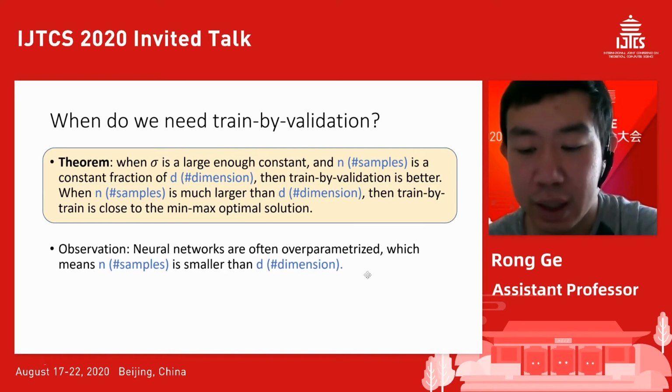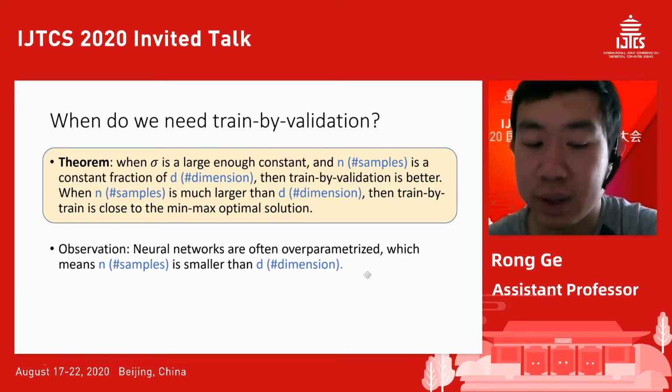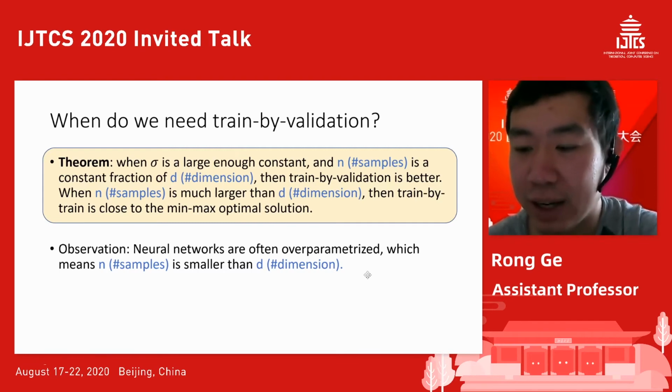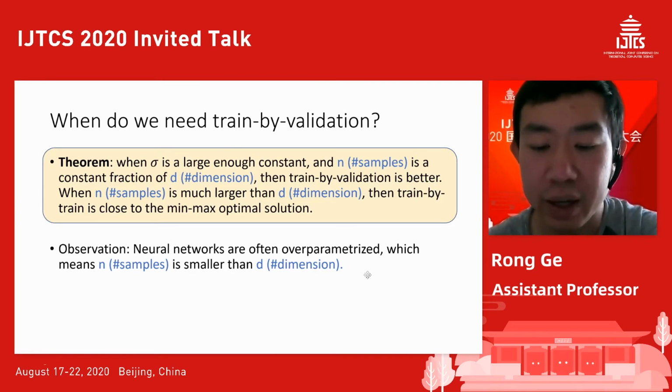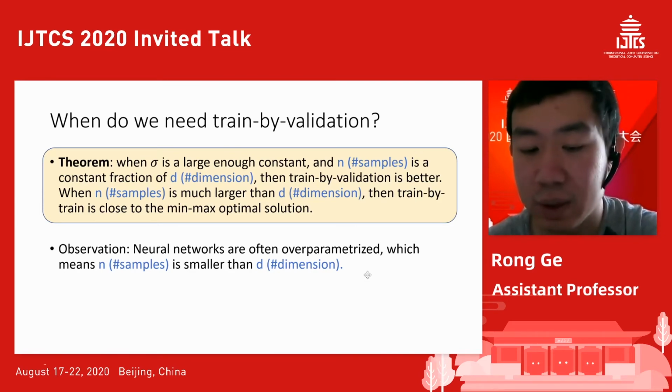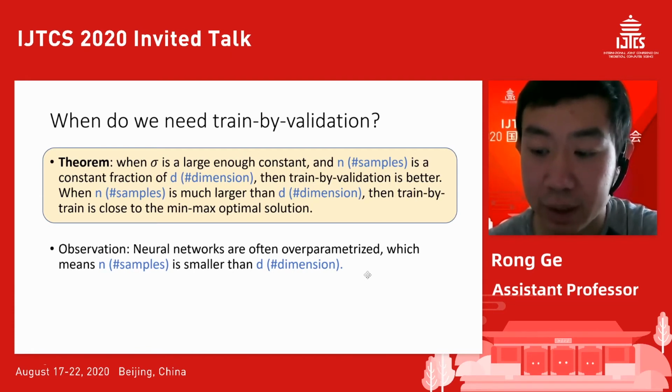So notice that the case when the number of samples is smaller than the number of dimensions might seem a bit strange for a least squares problem, but this is actually where a typical neural network would operate, because typically neural networks are very over-parameterized. The number of training parameters is going to be much larger than the number of data samples you have. And in the least squares setting, this really corresponds to the case when the number of samples is much smaller than the number of dimensions.